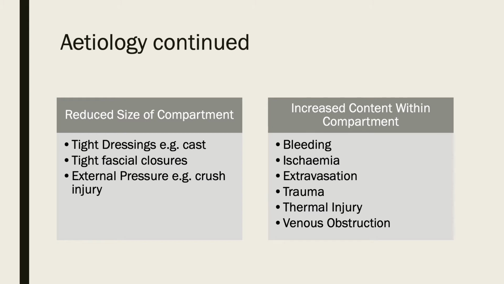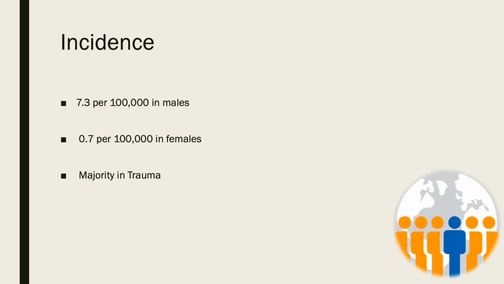Things that can increase the content within the compartment include bleeding or ischemia through trauma or for arterial insufficiency, extravasation. So for example, if a patient is supposed to have fluids intravenously but it then goes intramuscularly, that can cause an increase of pressure within the compartment. Thermal injury, venous obstruction, intense athletic activity, penetrating trauma, and poor positioning during surgery can all be causes of increased content within the compartment and lead to compartment syndrome.